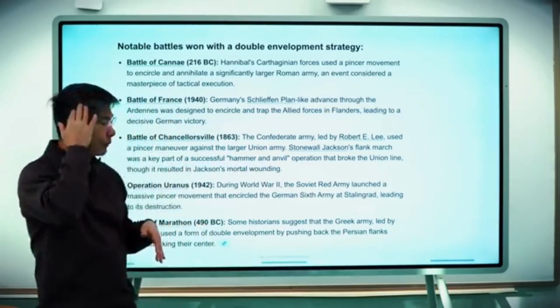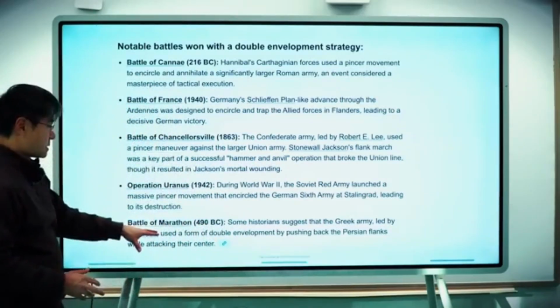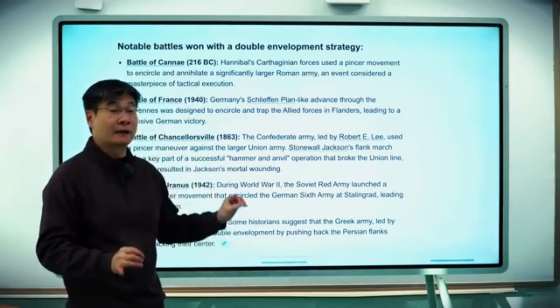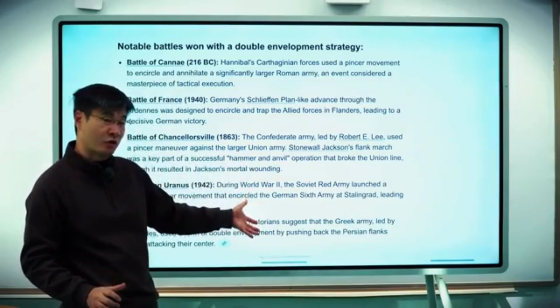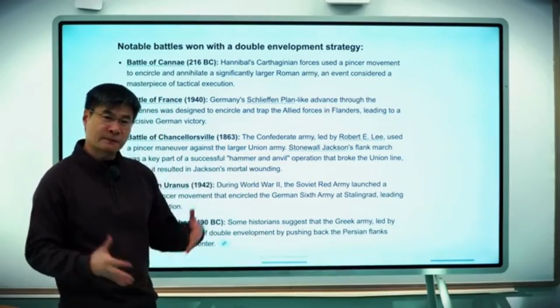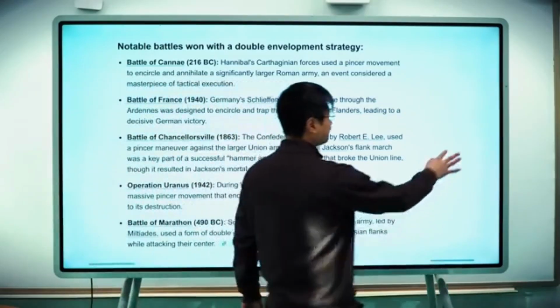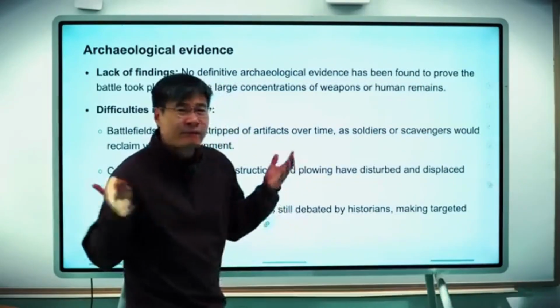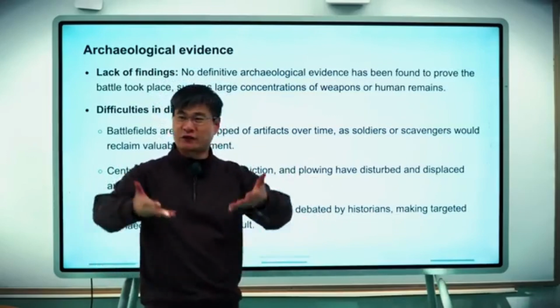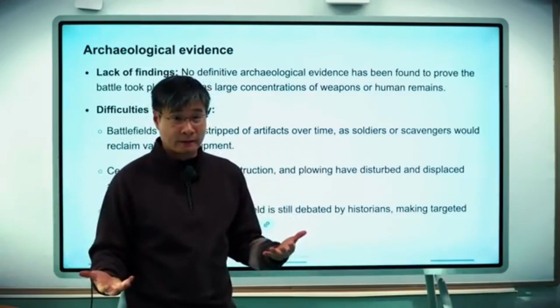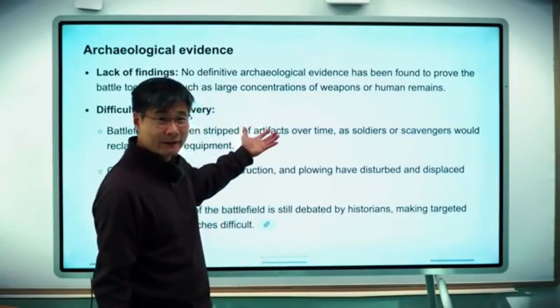In fact, the closest parallel that we have is the Battle of Marathon. But even historians disagree whether or not the Battle of Marathon was actually a double envelopment strategy. This battle strategy makes no sense from a military perspective. Also, we can't find the damn place. You would think this was this huge battle, 50,000, 100,000 Romans are dead, there'd be a lot of bodies. We can't find the damn place, okay?